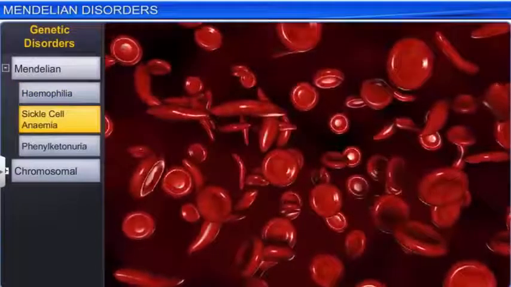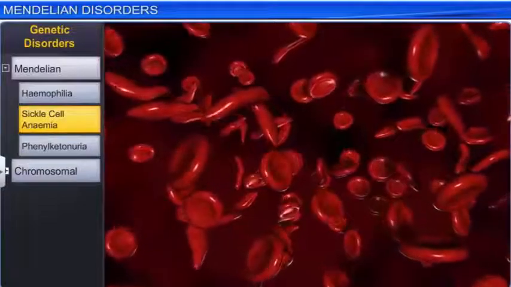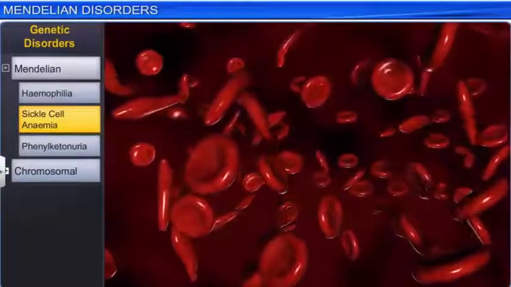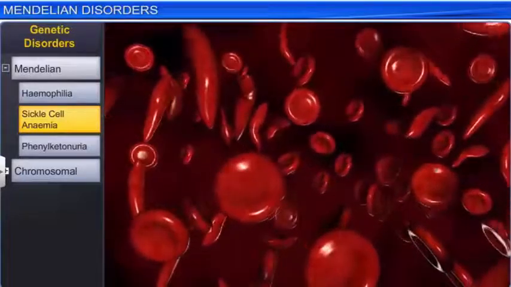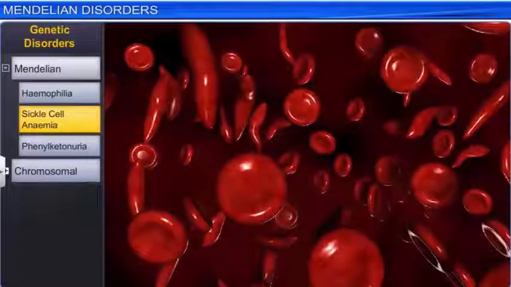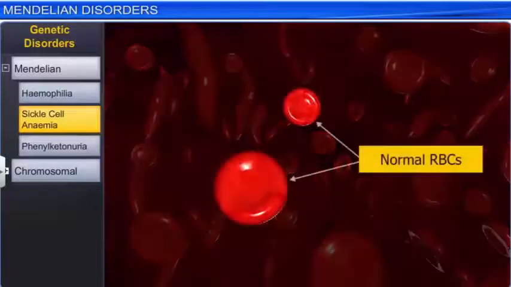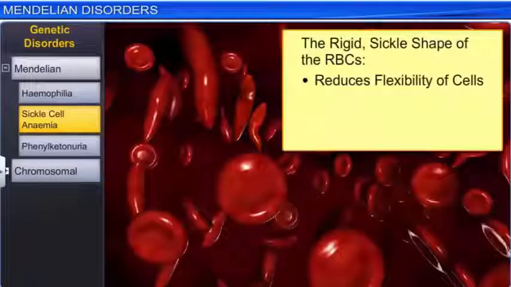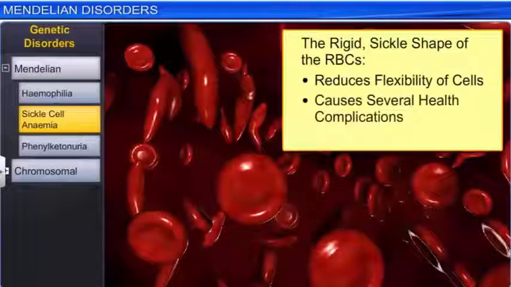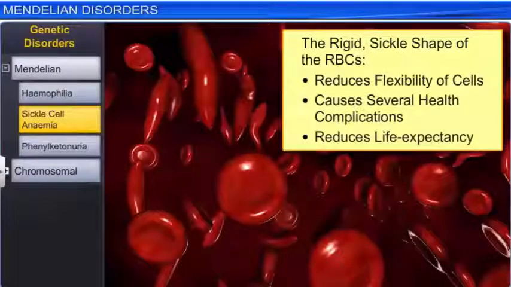Another widely studied Mendelian disorder is sickle cell anemia, which affects red blood cells or RBCs. It is a lifelong disorder where the RBCs turn into a rigid sickle shape which reduces their flexibility, thereby leading to several health complications. This disorder also reduces the life expectancy of the affected individual.